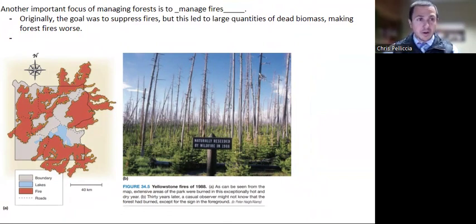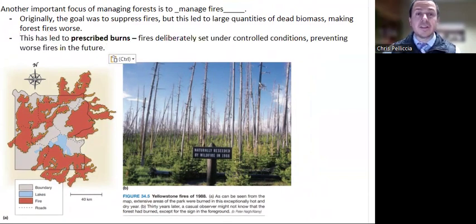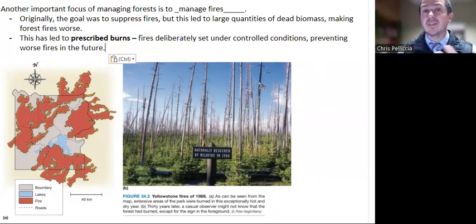This technique is called a prescribed burn. Prescribed burns are fires deliberately set under controlled conditions, preventing worse fires in the future. And what's interesting is different management agencies at both the federal and state level have different philosophies about prescribed burns. Depending on the jurisdiction that you're in, whether you're in a national park, a state forest, a national forest, or Bureau of Land Management land, there might be different policies about the extent to which prescribed burns can take place.